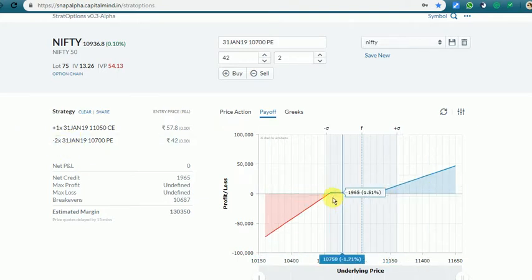But if the price falls below 10700, this one, then you are going to be at risk. But people are not accepting this loss. People will not accept a known loss, which is a nonsense loss, a surprise loss.